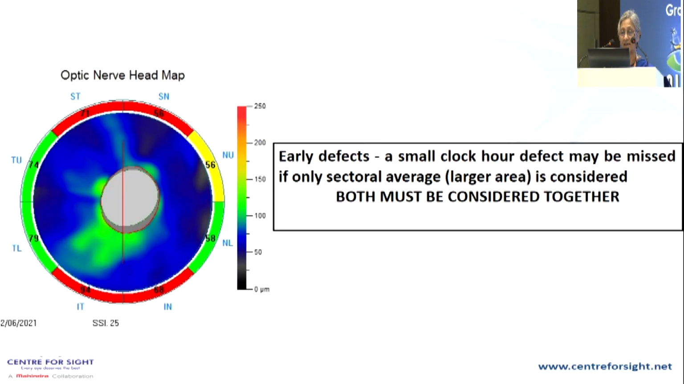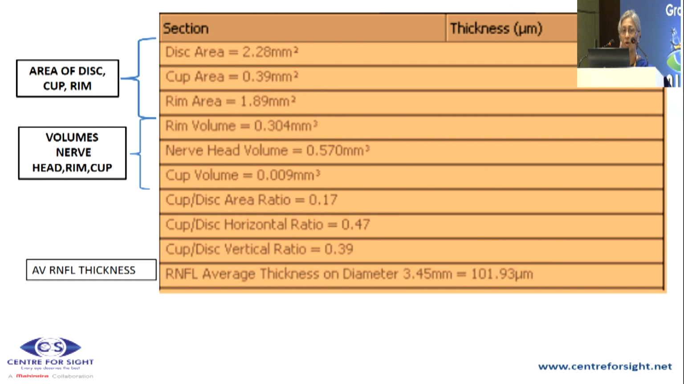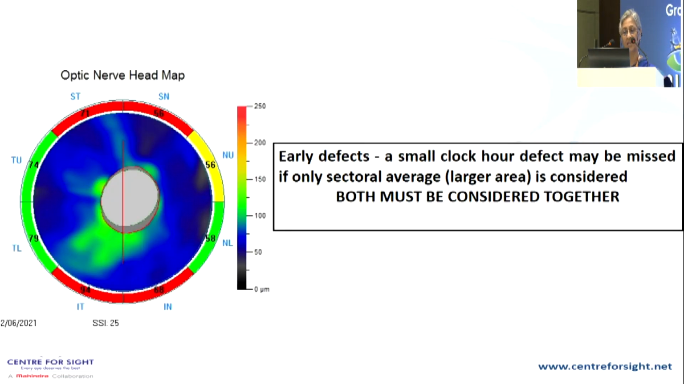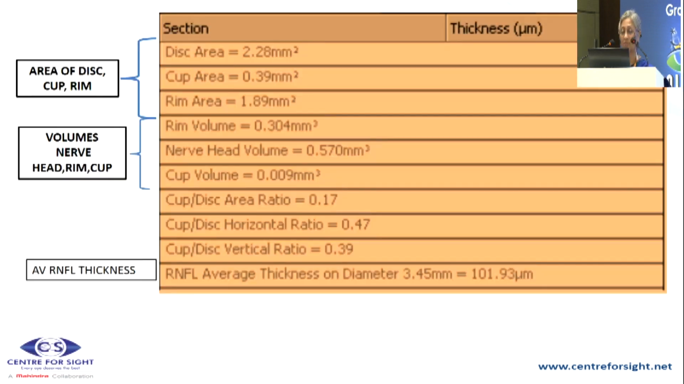You must look at every sector. Don't just go by the entire quadrant, because you will miss certain factors. And you must not forget this entire chart that I've given over here. Area of the disc is extremely important. Cup and rim is very important. Average retinal nerve fiber layer thickness is very, very important. So early defects, one small defect can be missed. Therefore, you must have a look at all the figures.